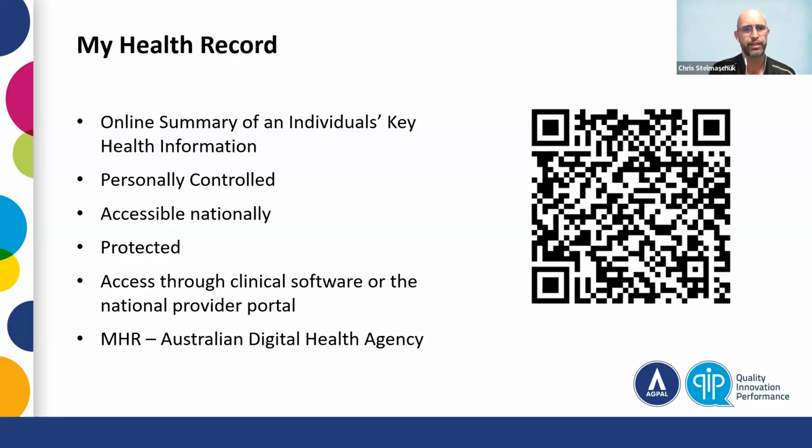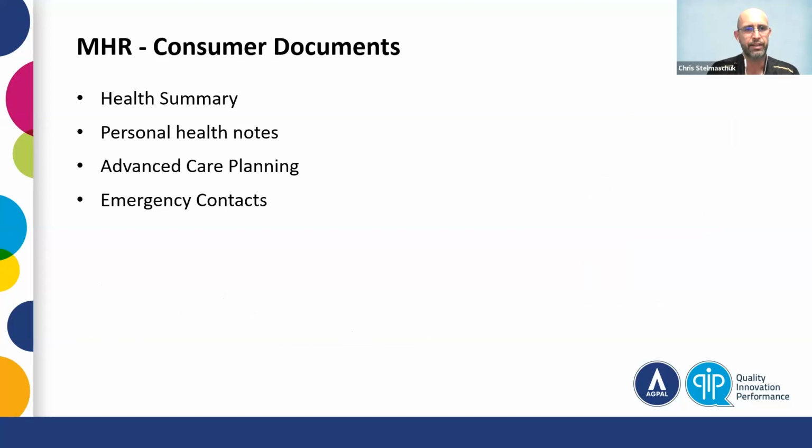What it contains is an online summary of individuals' key health information. So it's controlled by the patient. It's accessible anywhere in Australia, and it's protected. You can access it through your clinical software or through the National Provider Portal. You can only adjust or upload information through the clinical software though. So if you're accessing through the National Provider Portal or PRODA, you won't have the ability to upload information there. So what does it contain?